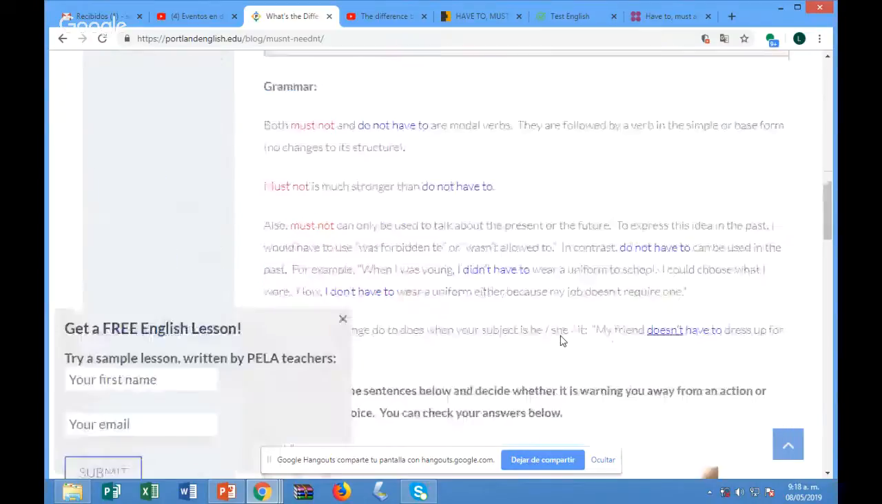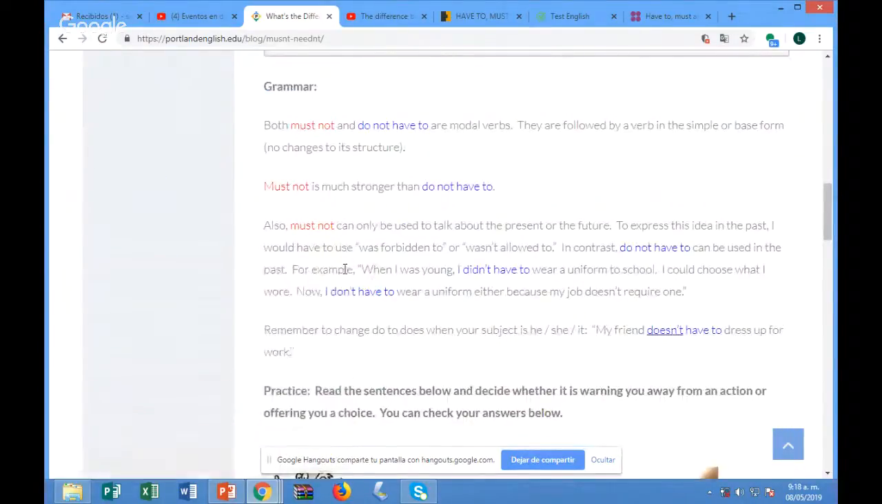Okay, so now I have here some grammar about the topic. Both must not and do not have to are modal verbs. They are followed by a verb in the simple or base form, with no change to its structure. Must not is much stronger than do not have to. Also, must not can only be used to talk about the present or the future.